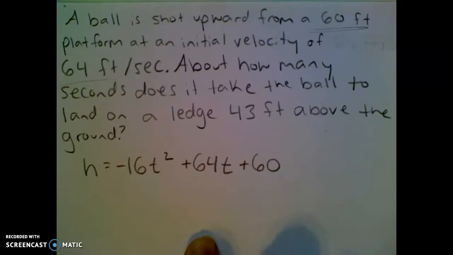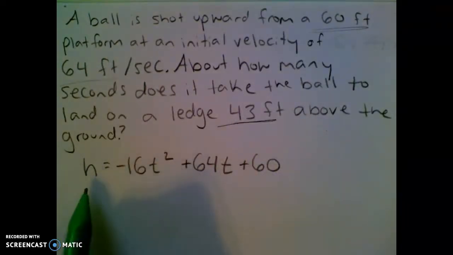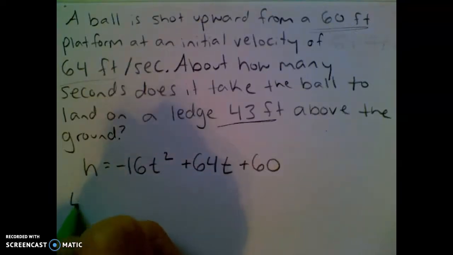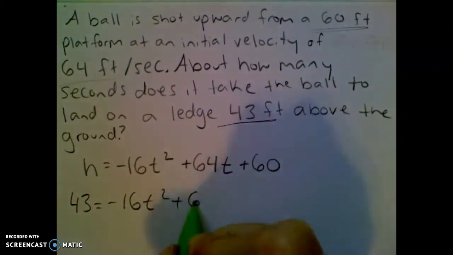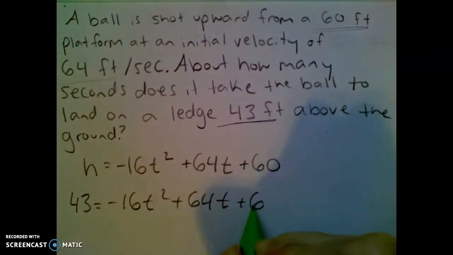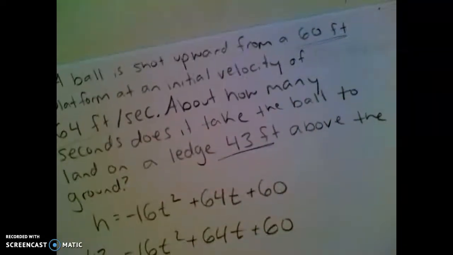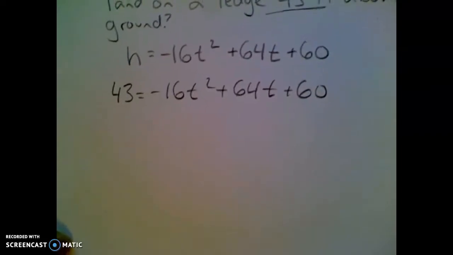Then we have a couple different things we could do. We could either find the vertex, which would tell us the highest the ball reaches, or we could solve for the zeros and see when the ball hits the ground. In this one, we're actually saying when does it hit a 43-foot ledge. So instead of setting it equal to 0, I'm going to set it equal to 43. Okay, and then from there, you could do whatever you wanted to.